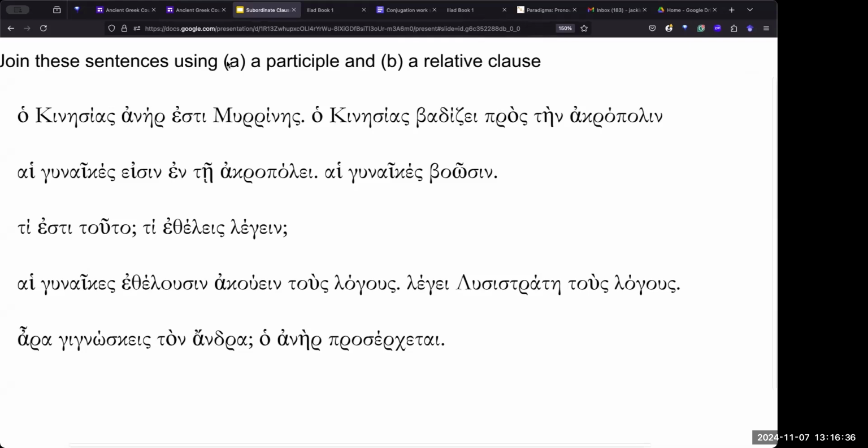Let me see. Is it lege Lysistrate tus logus? So tus logus is kind of repeated there. Hi gunaikes ethelusi akuen tus logus lege Lysistrate tus logus. Okay, so the women want to hear the story or the arguments, and Lysistrata is telling the stories or the arguments. All right, so how would you do that?